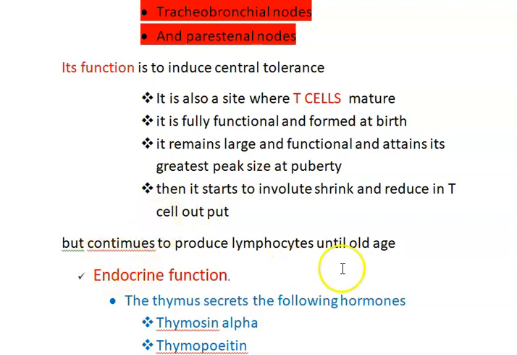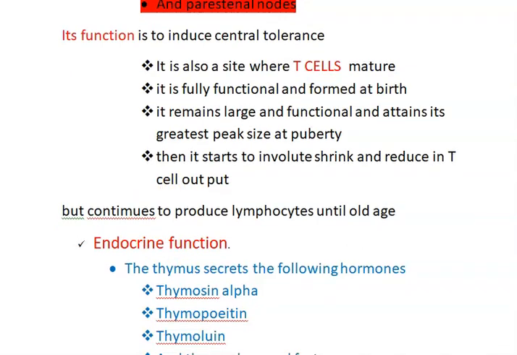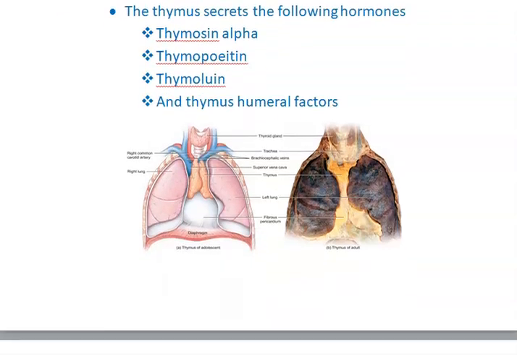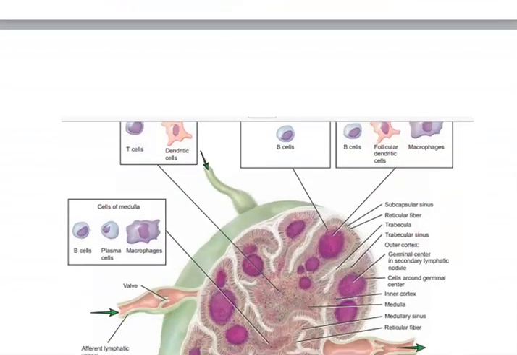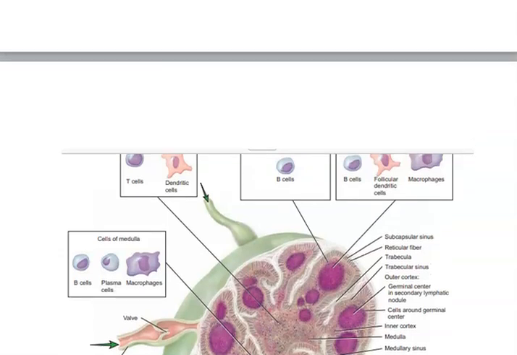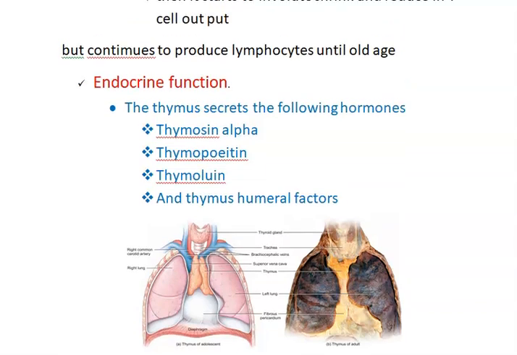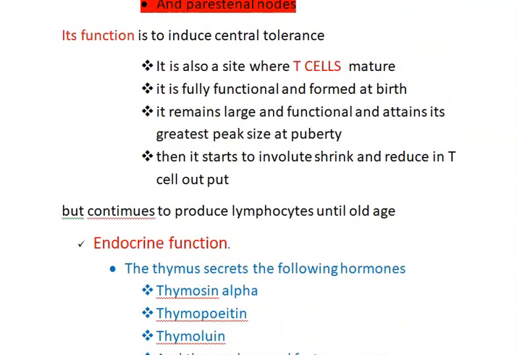All right, endocrine function. Our thymus secretes the following hormones. It will secrete thymosin, thymopoietin, thymulin, and thymic humoral factors. Very important things to note. So this is our thymus, its endocrine functions, and its drainage system and its structure. This is what we need to know about our thymus.